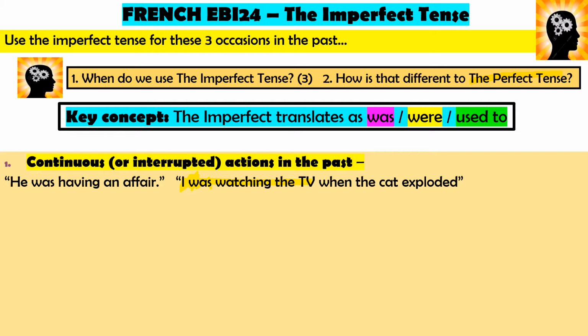The cat exploded. The cat exploding is the perfect tense. This is a completed action. The cat was exploding would be imperfect. The cat exploded is perfect. So a continuous action in the past.